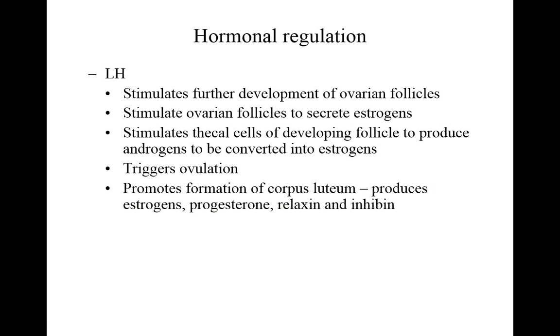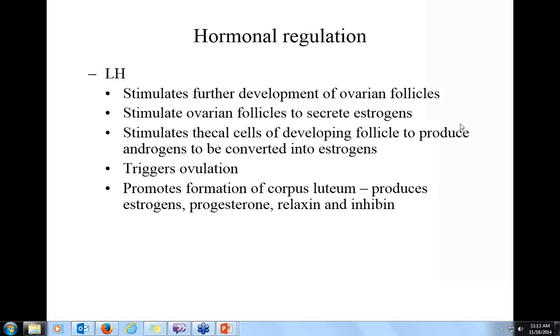Luteinizing hormone, again, is going to stimulate the follicles to secrete estrogen. It's going to trigger ovulation, and again, that's the release of the egg. And luteinizing hormone is going to promote the formation of the corpus luteum. And again, the corpus luteum is what's left of the follicle after the oocyte's released. And the corpus luteum itself is going to produce estrogen and progesterone, the main female hormones, and relaxin and inhibin. And we'll talk about those in a moment.